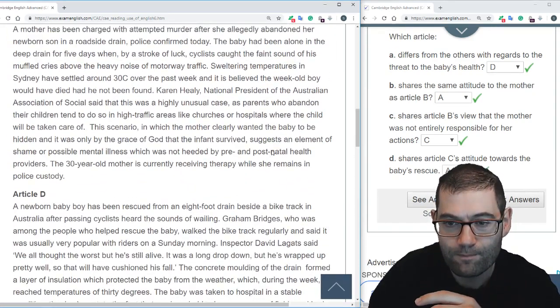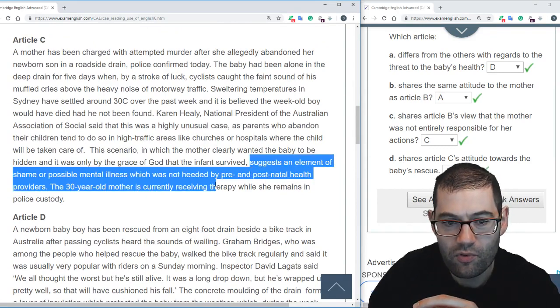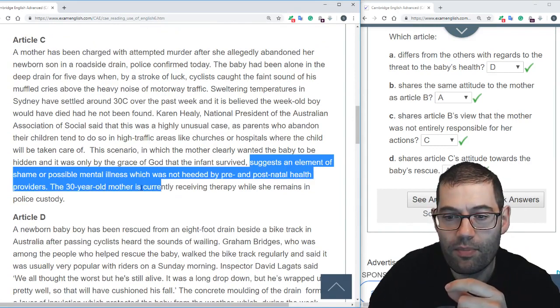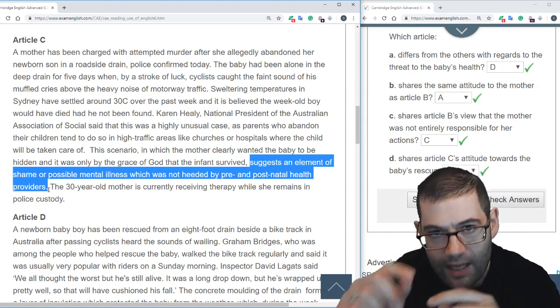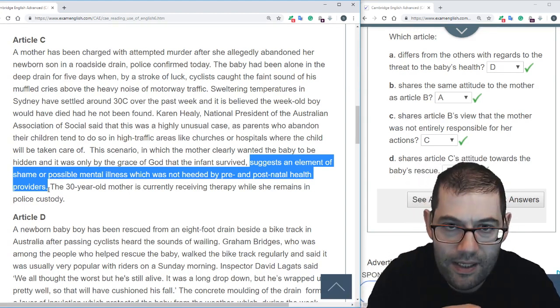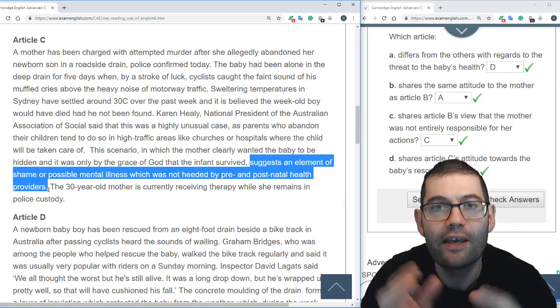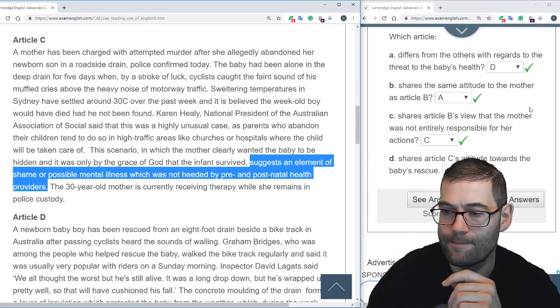that in C, where it says, suggests an element of shame or possible mental illness not heeded, not noticed, by pre- and postnatal health providers. In other words, someone else should have noticed what was going on and they didn't, and this is what made that crime possible. So there is a little bit of contextual interpretation that we have to do there, but the idea is the same, and that's why the answer is C.